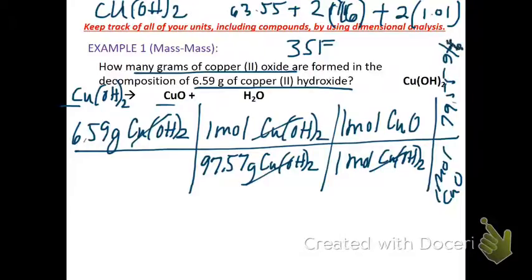And it's just grams. Okay? So now my mole of copper oxide cancels. And I have grams of copper oxide, which is what I'm looking for. It's ultimately what I asked for. So I multiply the top and divide by the bottom.